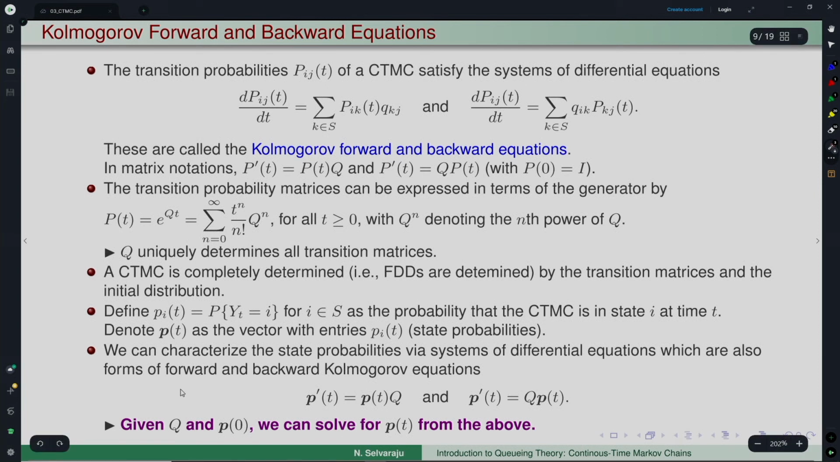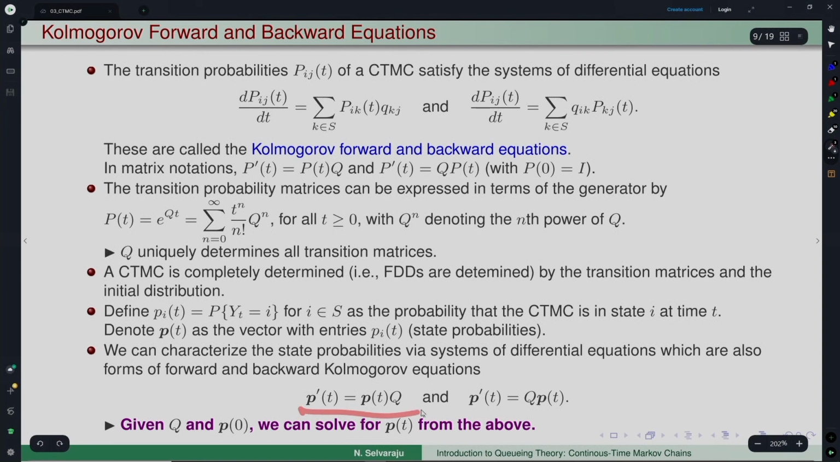It will in general be differential difference equations, which are also forms of the forward and backward Kolmogorov equations, as given in this form. This is very important: P'(t) equals P(t) times Q is the forward Kolmogorov equation. Now, given Q and P(0), we can solve this, much like here. Given P(0) and the matrix Q, you are able to get the solution in a similar way.